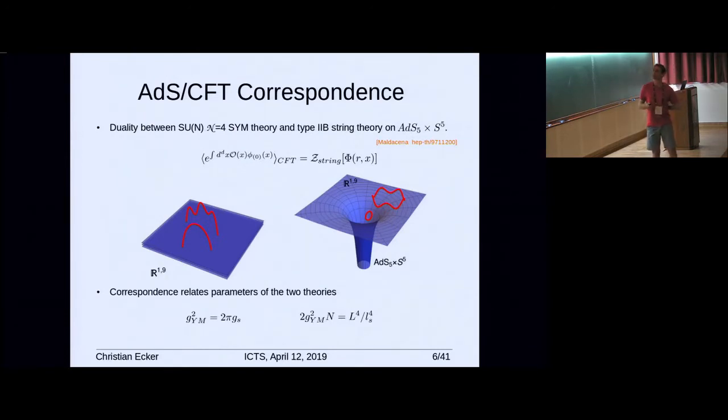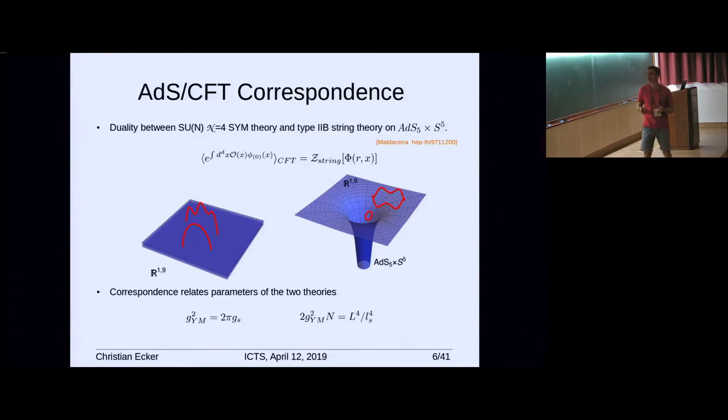Formally, this is expressed as the following equality, where you equate the generating functional of one particle irreducible correlation functions on the CFT side to the string partition function. In this correspondence, the parameters in these two theories are related in a very specific way, such that a duality is realized. So whenever the string theory is strongly coupled, the field theory is weakly coupled, and vice versa.